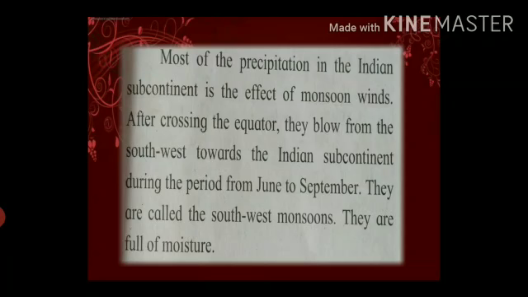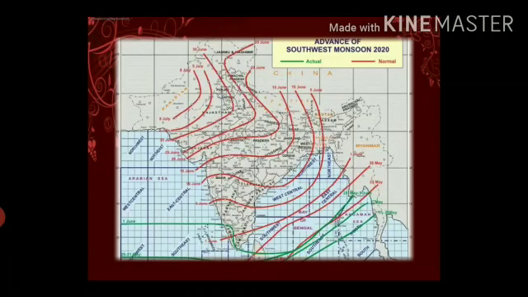After crossing the equator, they blow from the southwest towards the Indian subcontinent during the period from June to September. They are called the southwest monsoons. They are full of moisture, meaning as these monsoon winds blow in the Indian subcontinent, it leads to precipitation, which means rainfall, snow, etc. And most of it that occurs is the effect of the monsoon winds.